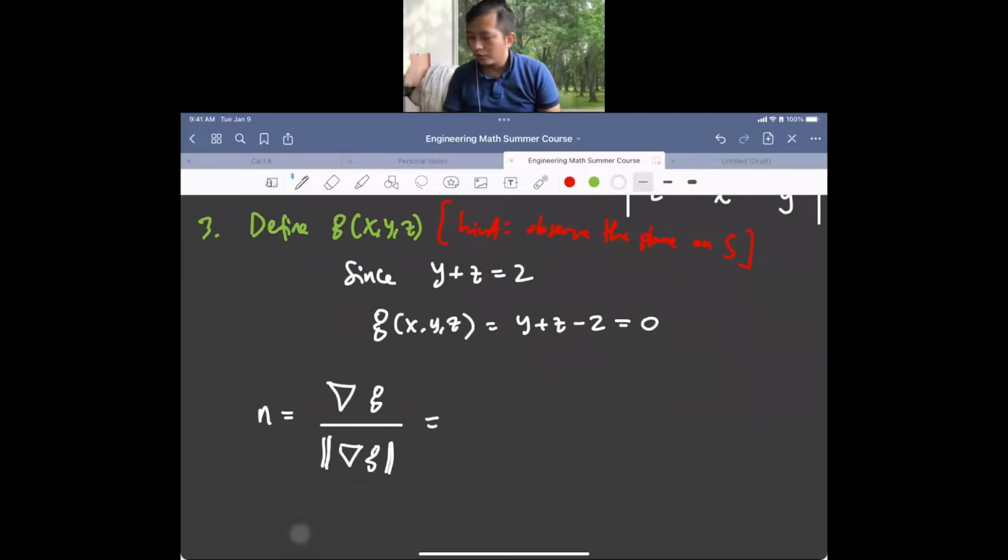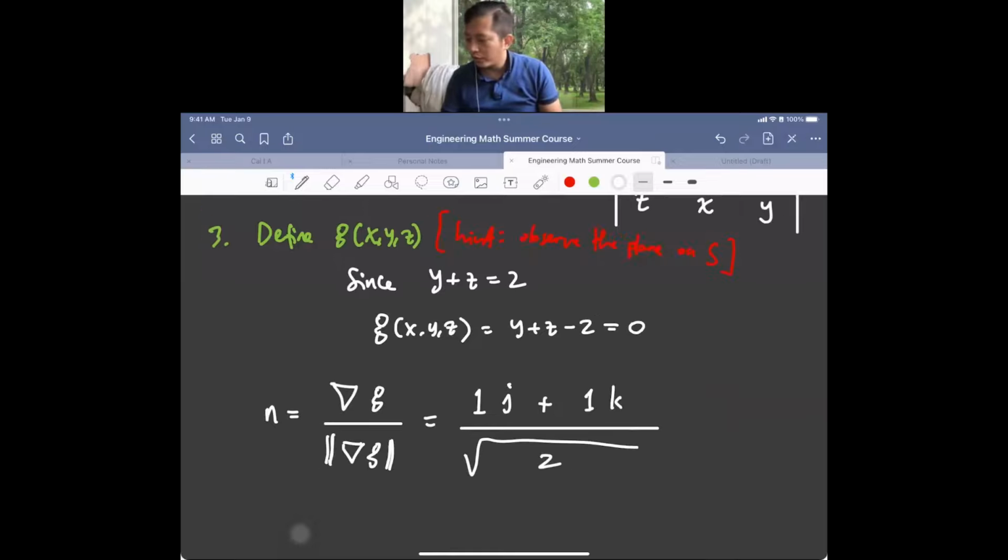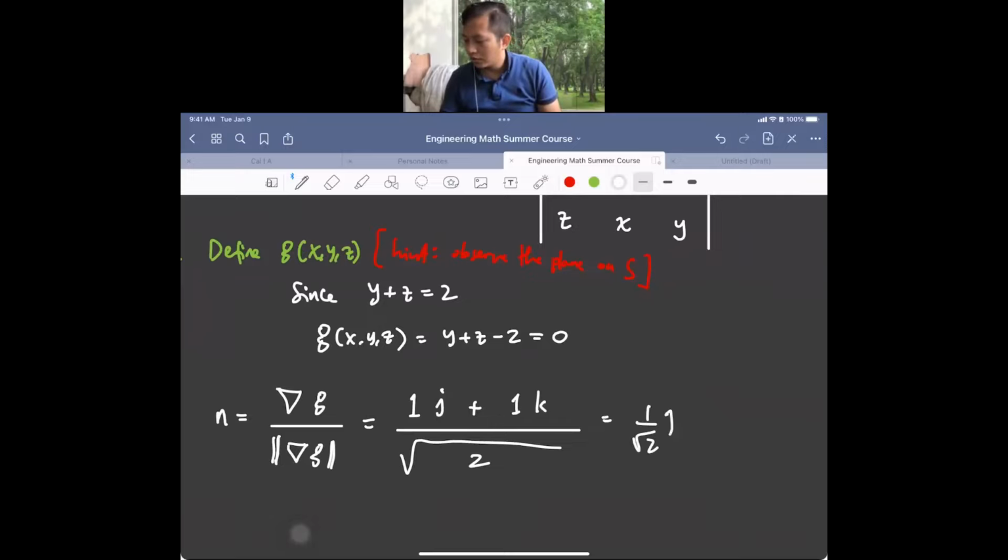Okay, now we take the del. We take the partial x, it's 0, because there's no x there. Partial y becomes 1, so it's 1j plus, for z it becomes 1, so plus 1k. Okay, and the magnitude is the square root of 1 plus 1, which is the square root of 2, right? Or we can write it separately, it's also okay.